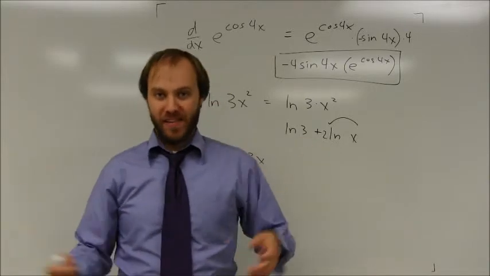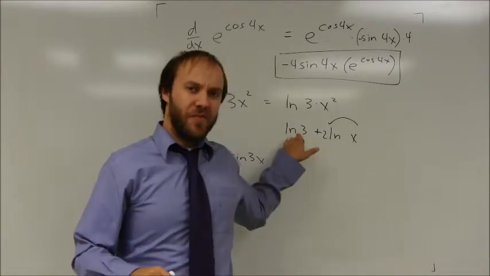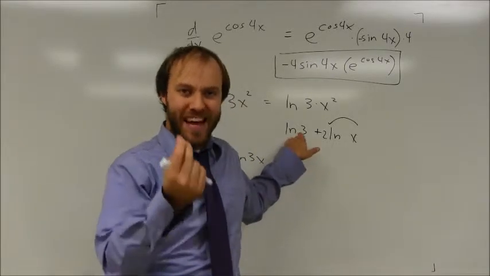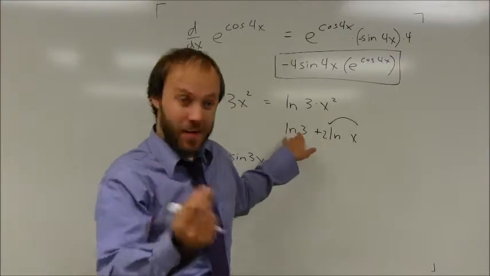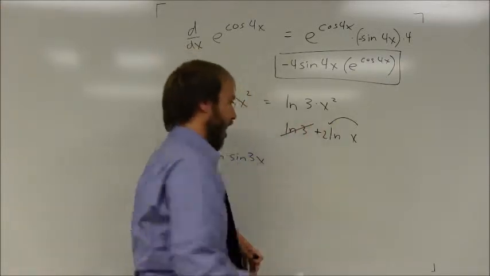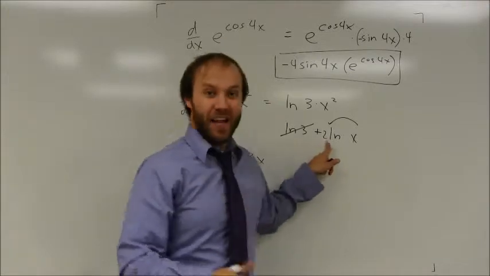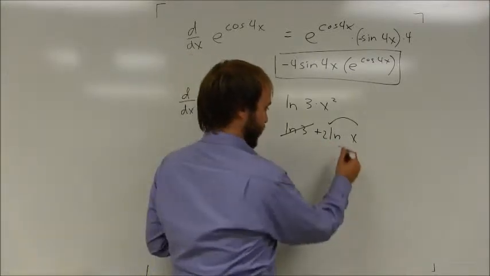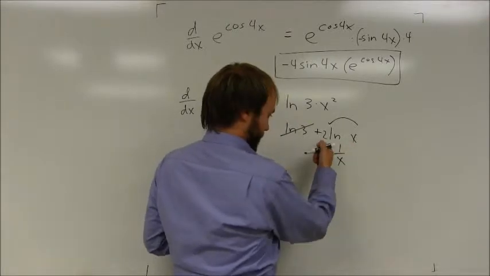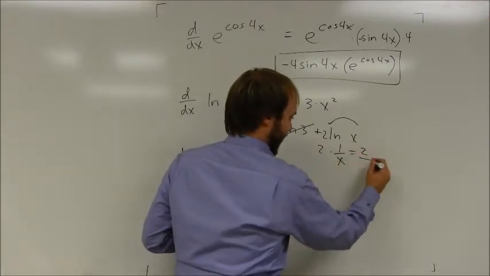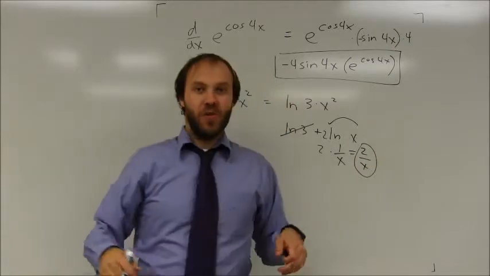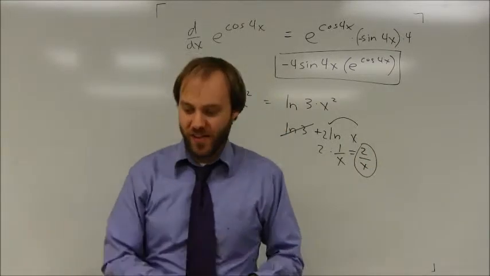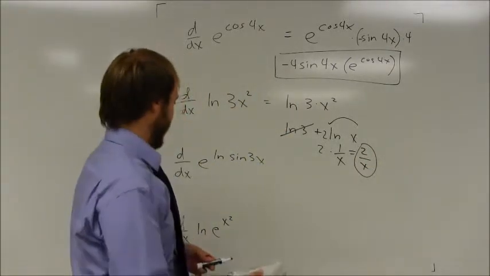Well, you say, why is that good? Natural log of 3 is a constant. The derivative is going to become 0 there. That's just gone when I take the derivative. Meanwhile, I have a constant times a value over here. Well, I know the derivative of that's just 1 over x multiplied by 2, and that also gives me the same 2 over x. So there are several different ways that you can do those natural log derivatives.